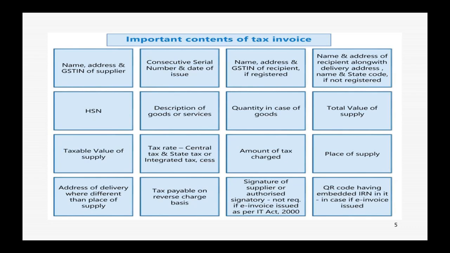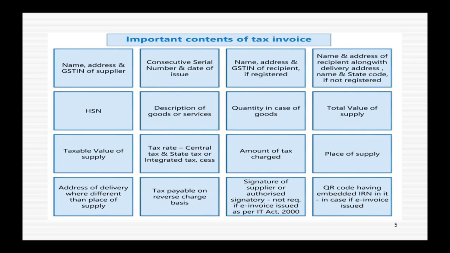So the contents of the invoice are the name and address of the supplier, and the consecutive number, because the invoice has to be numbered, with the date, and the name and address of the recipient. That means not the buyer only, anybody can be the recipient. Name and address of the recipient and the state. The state is very important because the place of supply is very important. The GST will go to the consumption state.